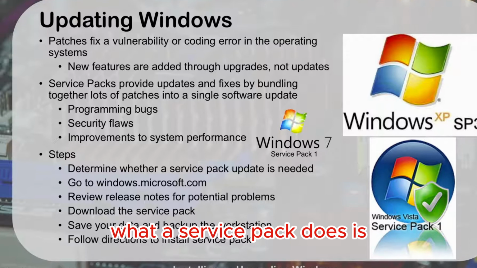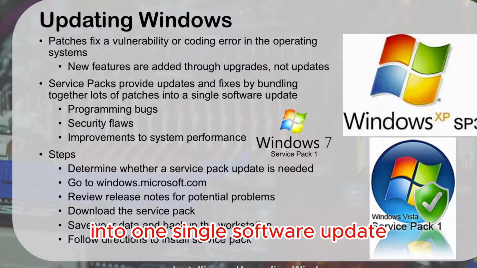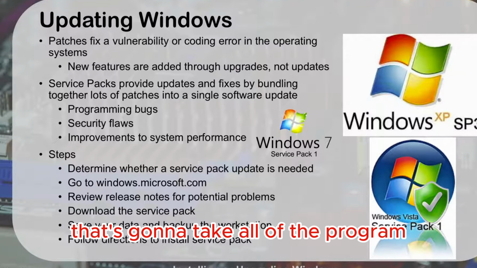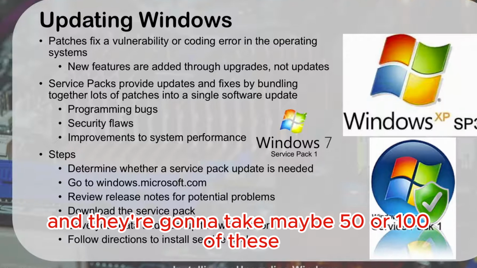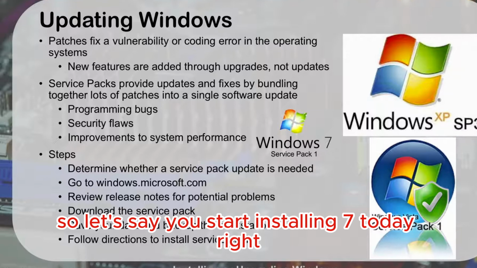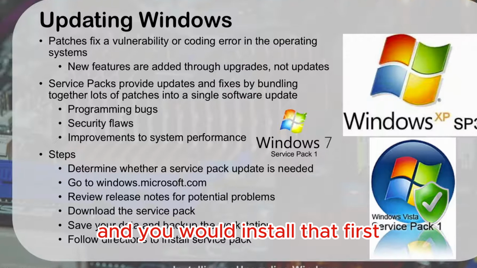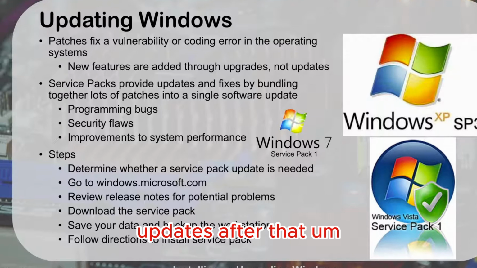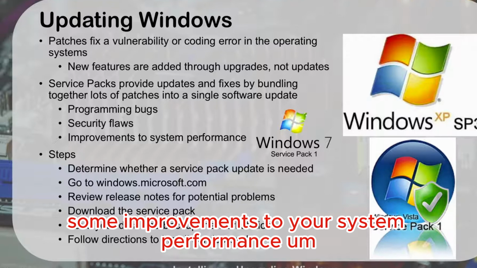What a Service Pack does is it's going to fix a bunch of updates and fixes by bundling them together into one single software update. So for instance, if we have Windows 7 Service Pack 1, that's going to take all of the program errors that they found and that they release in their weekly updates. And they're going to take maybe 50 or 100 of these and put them in one software update for you. So let's say you start installing 7 today, right? You would go and download the latest Service Pack, which is Service Pack 1, and you would install that first. And then you do any minor updates after that. These will fix your programming bugs, your security flaws, and give you some improvements to your system performance.